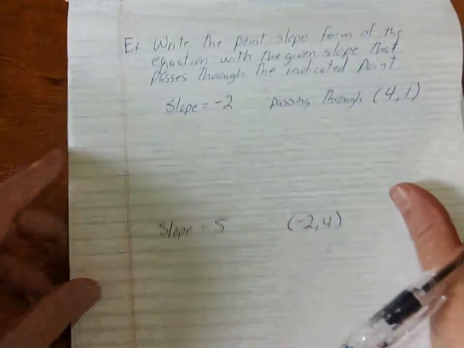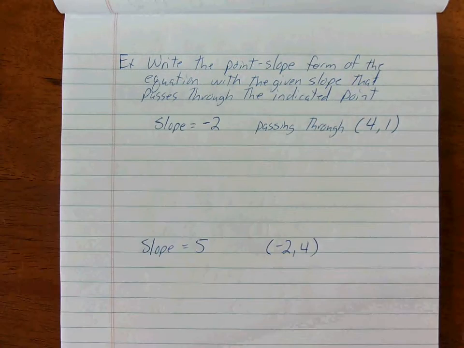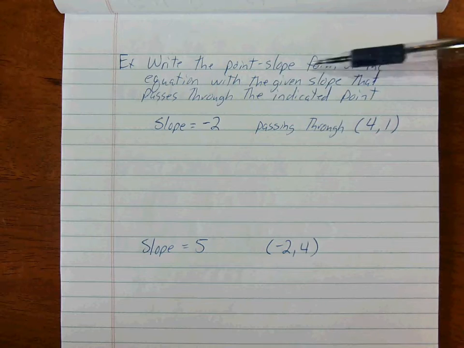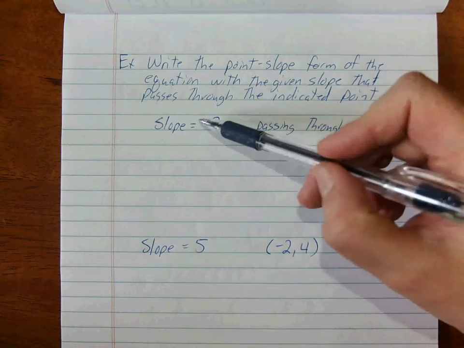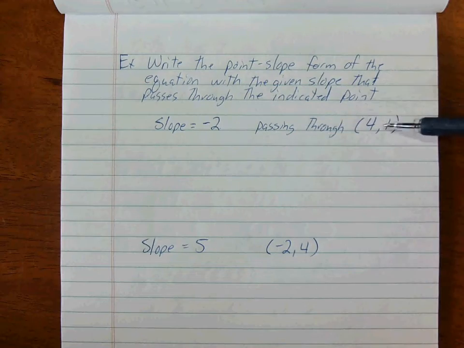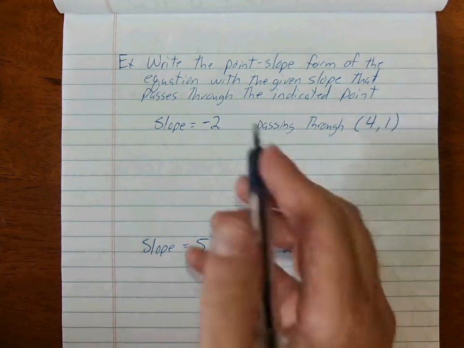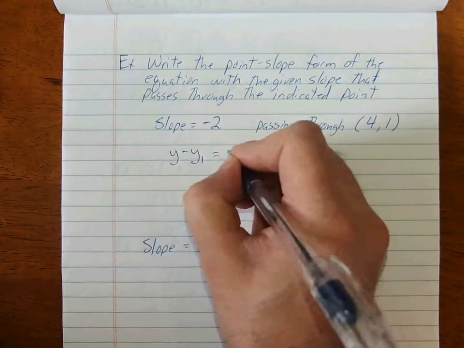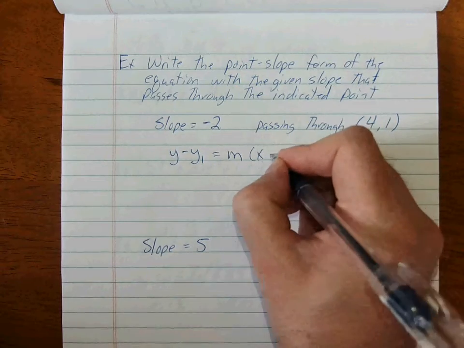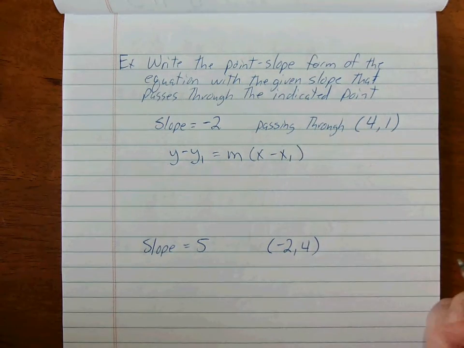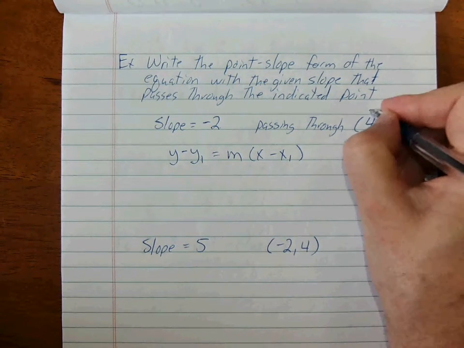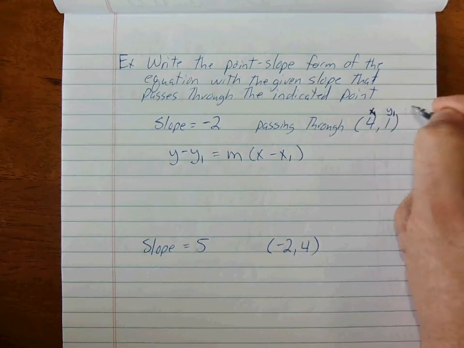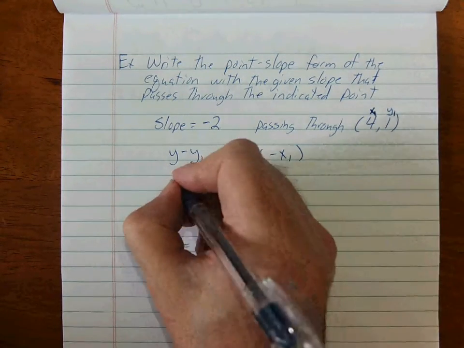The other type of problem that you're going to run across is this one right here. It says write the point slope form of the equation with the given slope that passes through the indicated point. So we are given the slope and we're given the point. So what you're going to do, first you're going to write down your formula, y minus y1 equals m times x minus x1. Now you're going to substitute in.